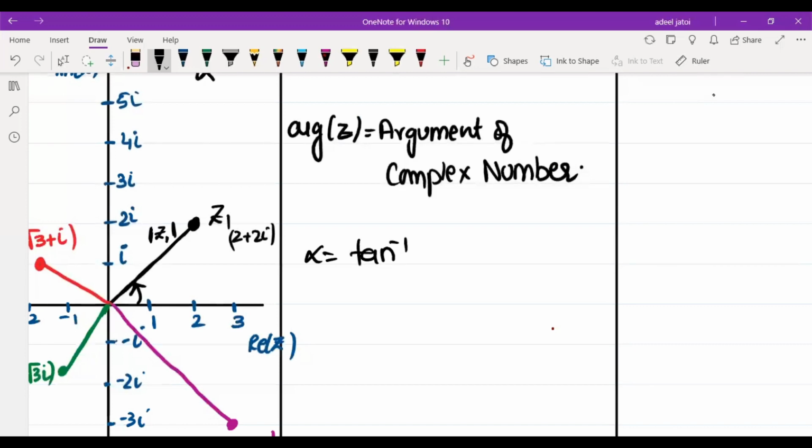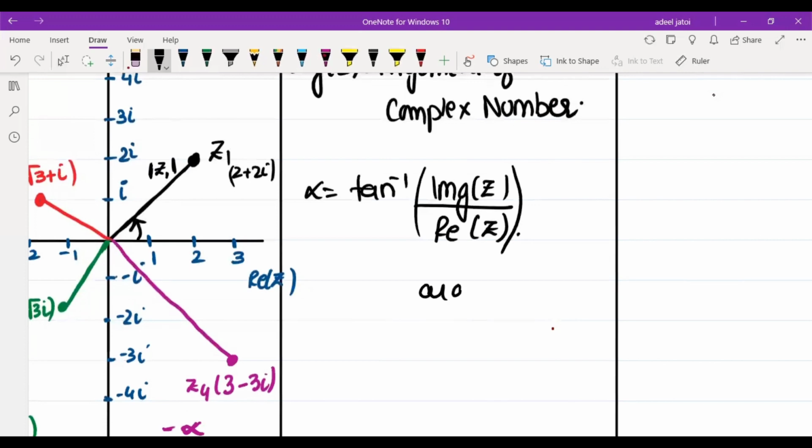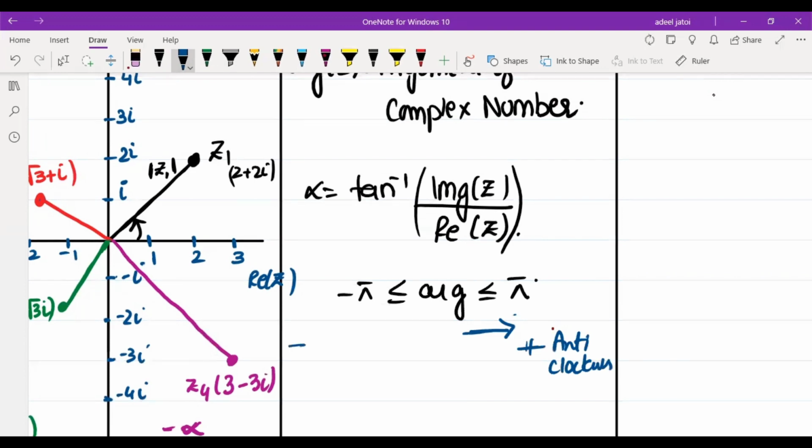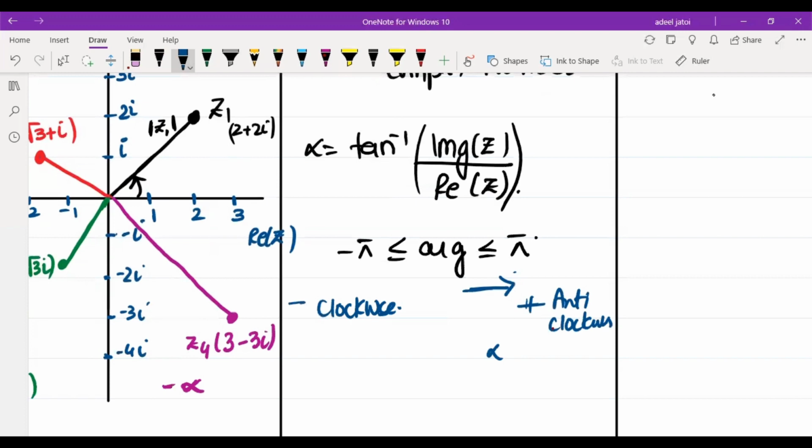The argument alpha is equal to tan inverse of the imaginary value of z upon the real value of z, where your argument is greater than or equal to minus pi, less than or equal to pi, which means this gives you positive anti-clockwise, and this gives you negative clockwise angles, because this will give you alpha and pi minus alpha, and this will give you negative alpha and negative pi minus alpha because of the clockwise rotation.